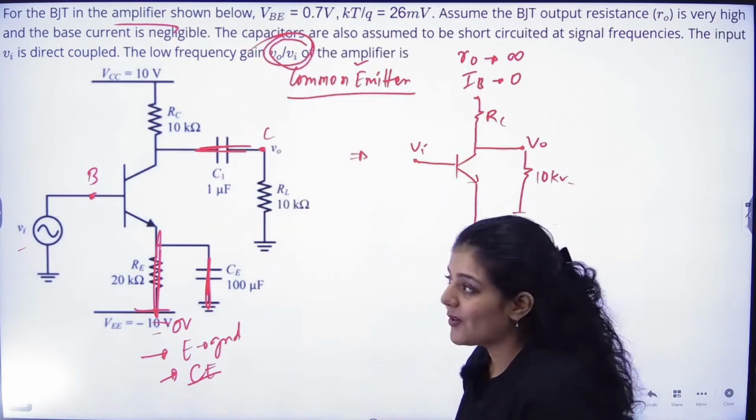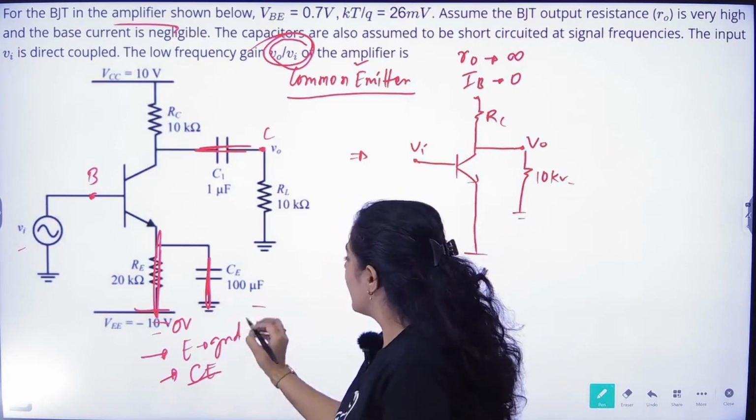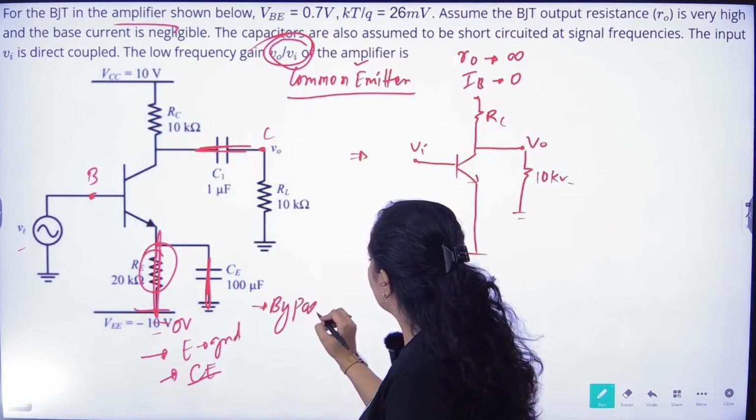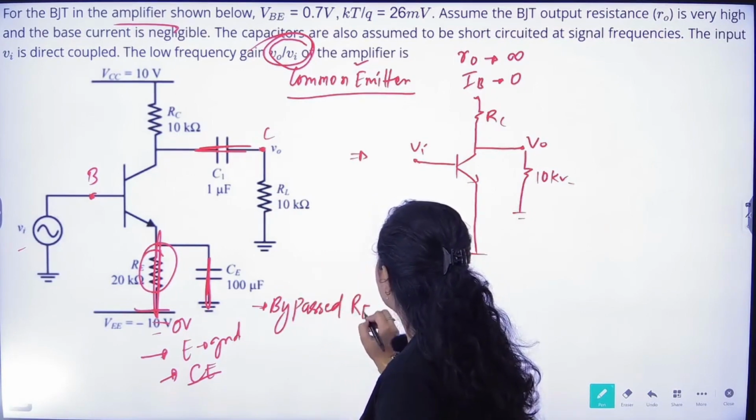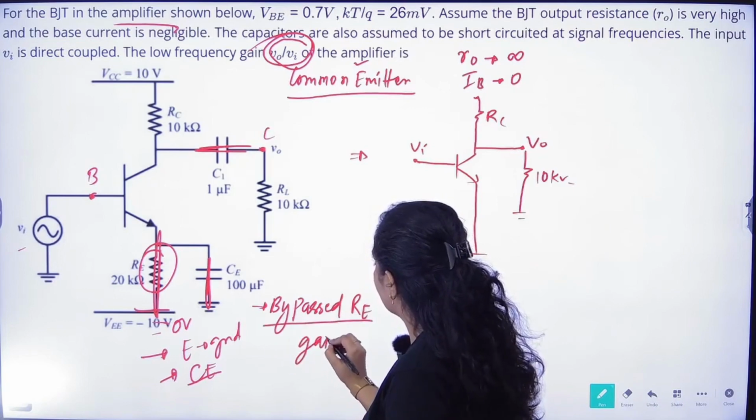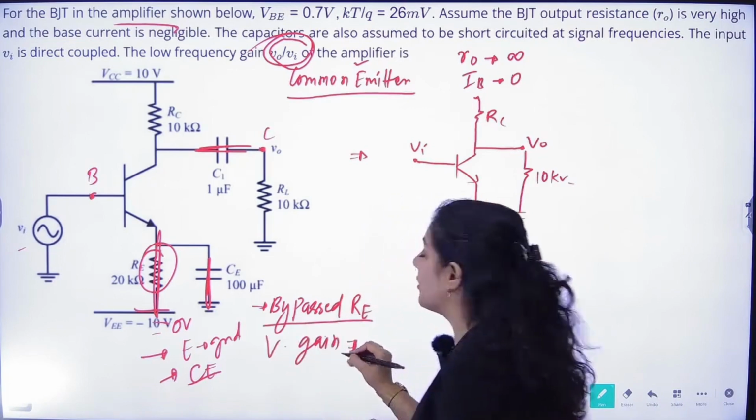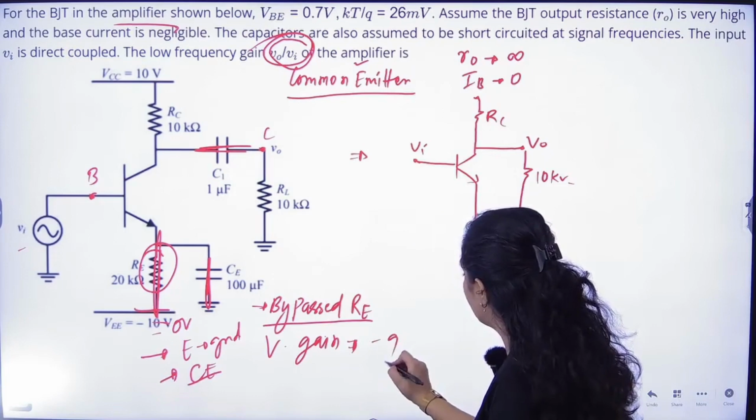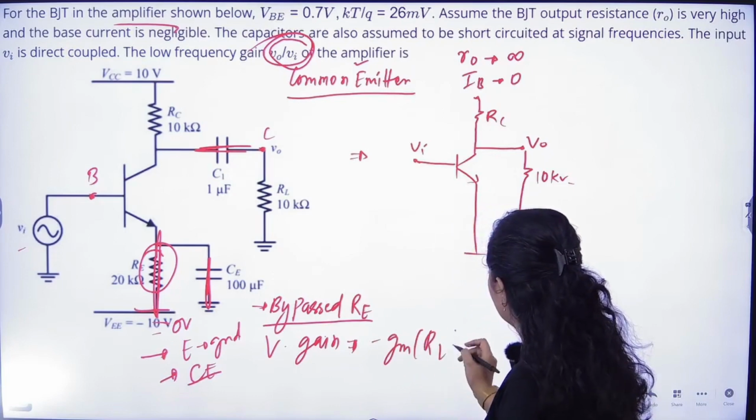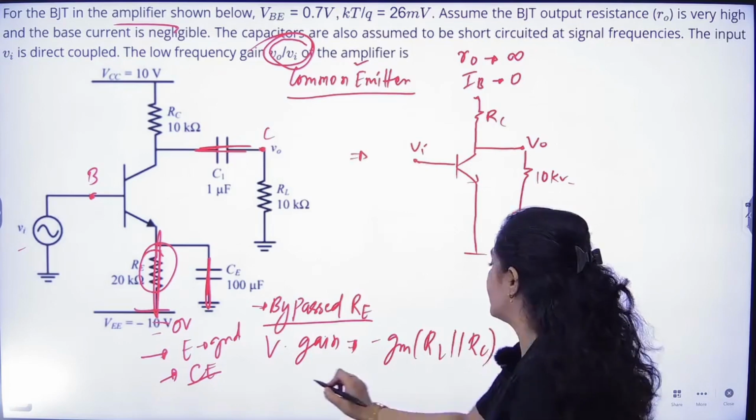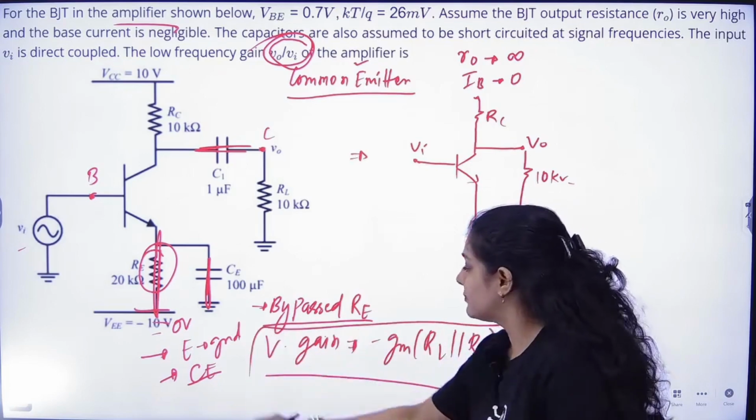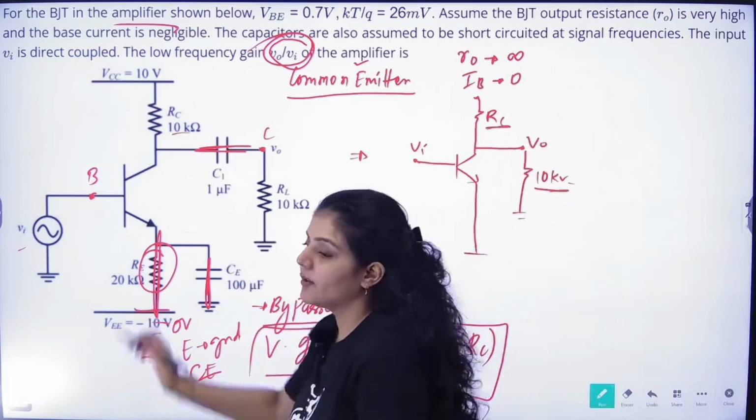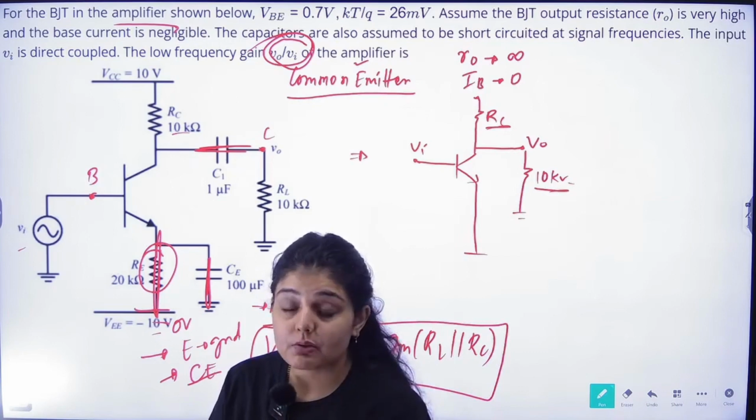So you have to remember the formula of voltage gain in this. This emitter resistance is bypassed. So in this bypassed RE case, the voltage gain is equal to, you have to remember these formulas at least by heart, minus GM times RL parallel with RC. So this is the value of voltage gain. Now in this case, the load resistance is given, the RC value is also given. You have to find the value of GM, the transconductance.